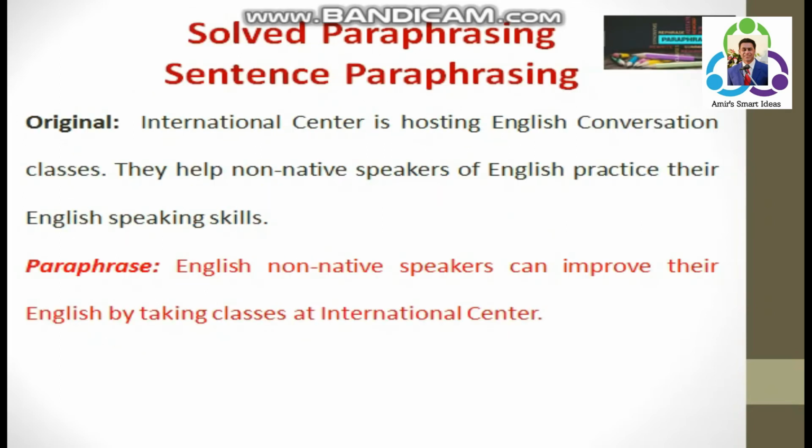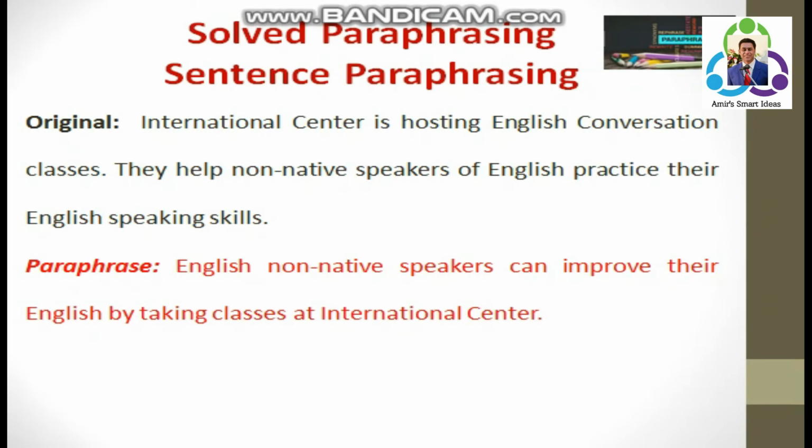Next, we move forward towards the solved paraphrasing. First, I would love to do the sentence paraphrasing, and then I'll be moving to the passage paraphrasing. The original text is: International Center is hosting English conversation classes. They help non-native speakers of English practice their English speaking skills. Over there are 2 sentences. Now let's go with the paraphrase. English non-speakers can improve their English by taking classes at International Center.